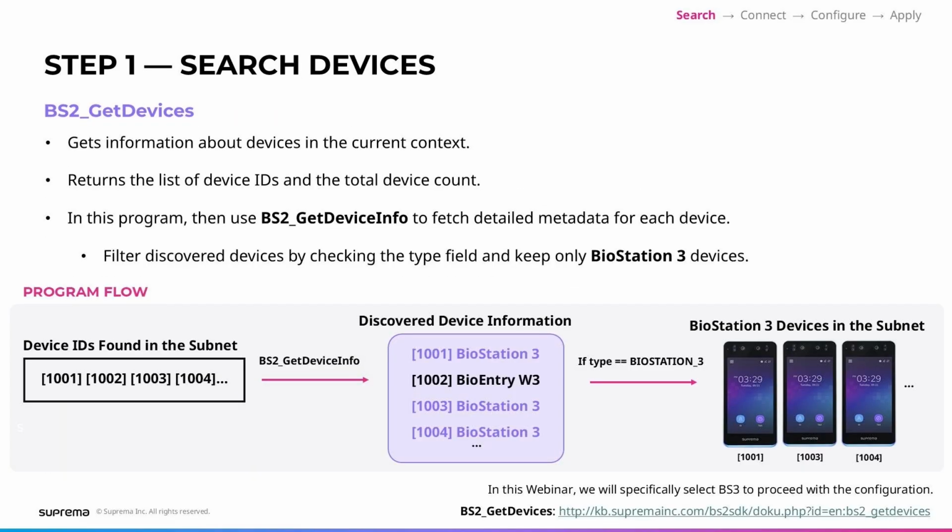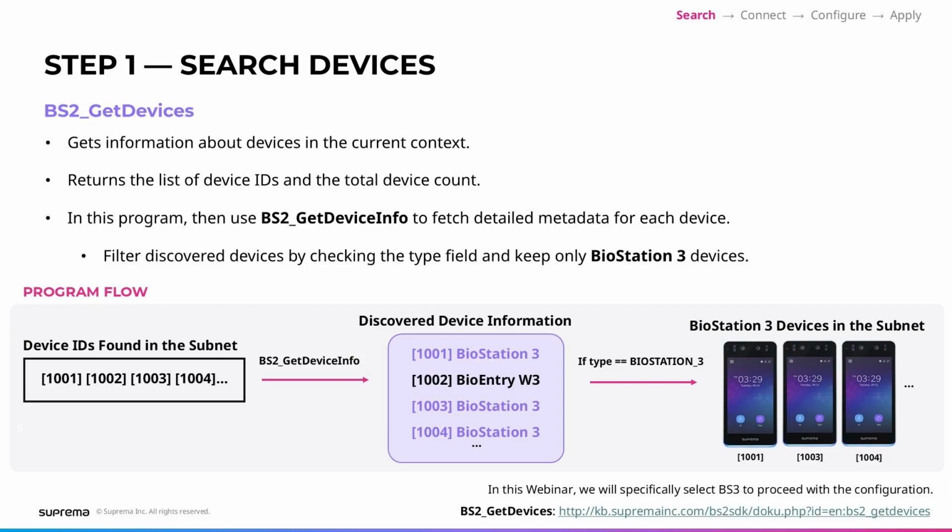Once the search is complete, the next step is to retrieve the list of discovered devices by calling BS2 Get Devices. This API returns the list of device IDs and the total number of devices found. In other words, these are the devices that responded to the broadcast within the timeout window we set earlier.